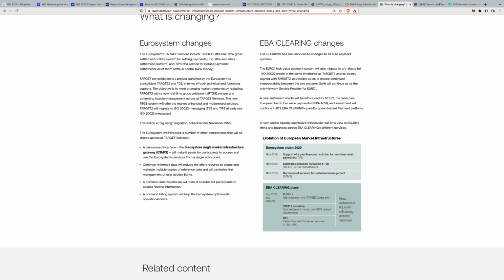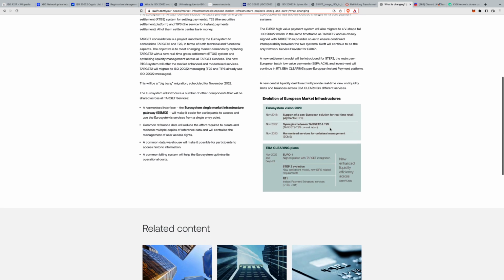A common billing system, common data warehouse, common reference data, common payment systems. A new settlement model will be introduced for step 2. The main pan-European batch low-value payments and investment will continue. And a new central liquidity dashboard will provide real-time view on liquidity limits and balances across EBA's different services. And then you have the vision right here. We've already got the synergies between Target 2 and T2S, harmonized services for collateral management, and then November 2022 and beyond, new enhanced liquidity efficiency across services.